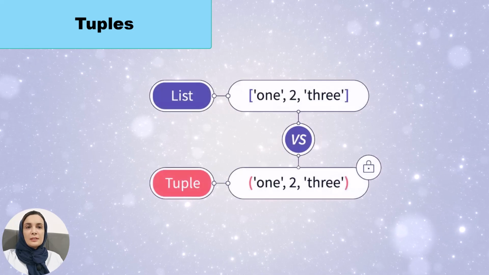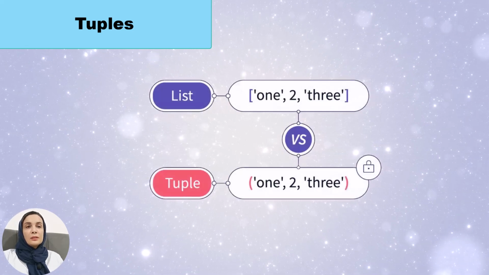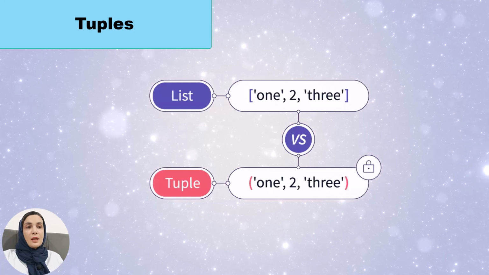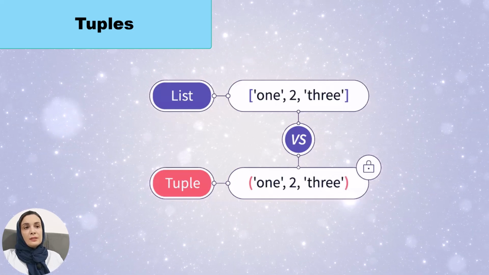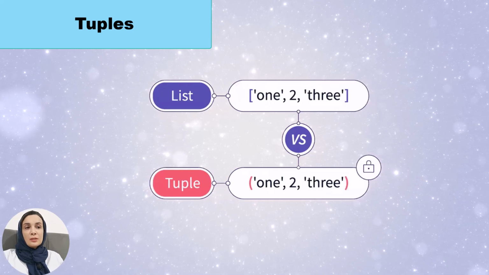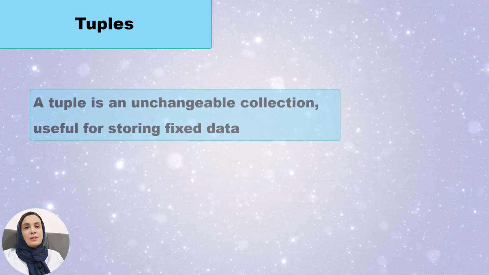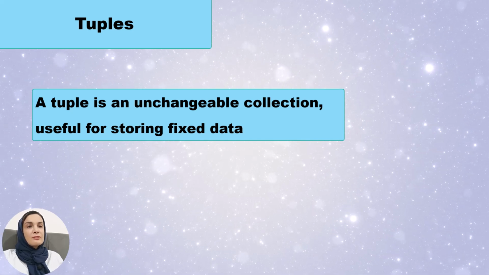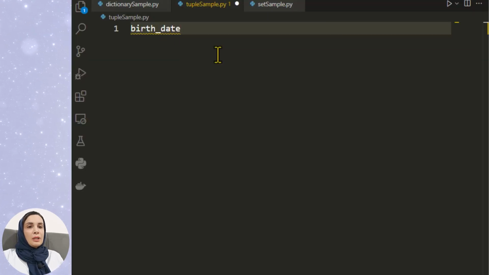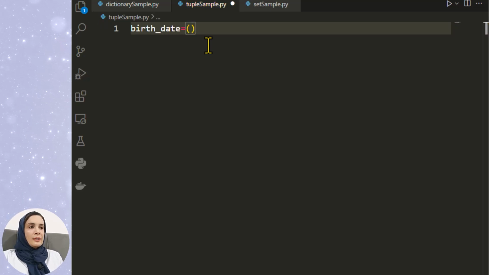Next, let's learn about tuples. A tuple is like a list, but with two key differences. One, we use parentheses to create a tuple, and two, once you make it, you can't change it. A tuple is an unchangeable collection, so it's useful for storing fixed data. Here's a simple example. We create a tuple to store a birthday. We use parentheses to define a tuple.